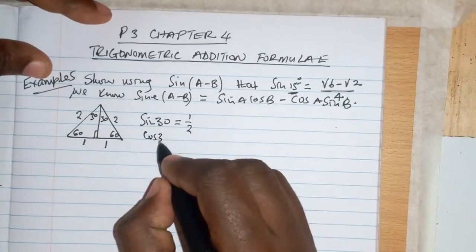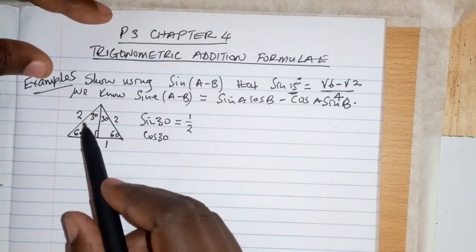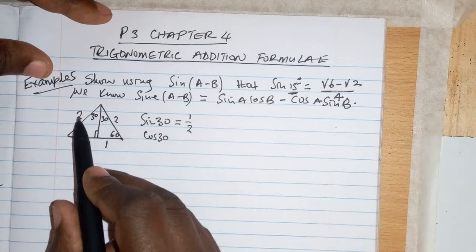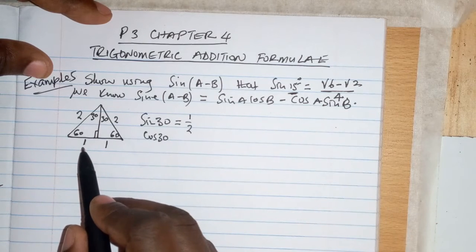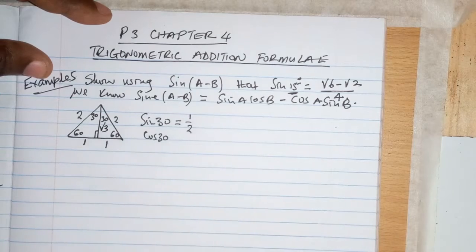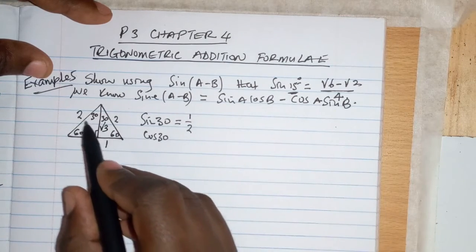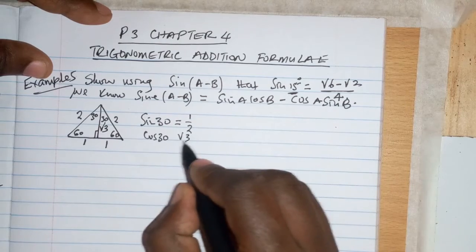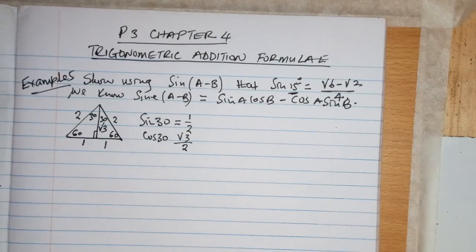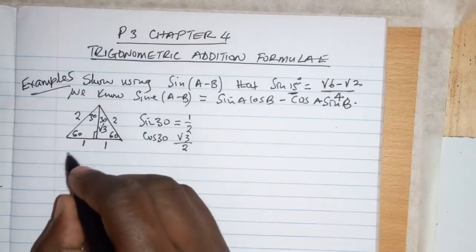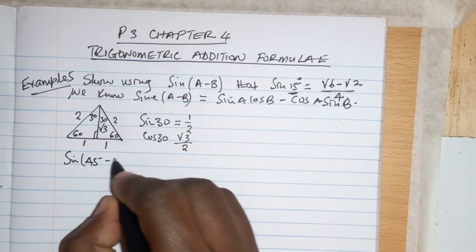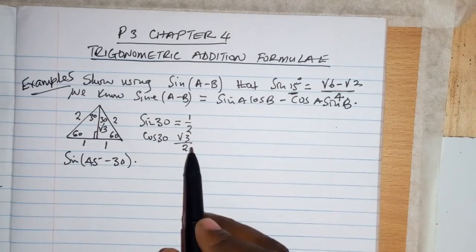What is cos 30? Cos 30 is adjacent over hypotenuse, and what is this adjacent? 2 squared minus 1 squared, that is 3. This is root of 3. So adjacent over hypotenuse, which is root 3 over 2. It looks like we are going to use something to do with the sine of 45 minus 30, now that we have 30.